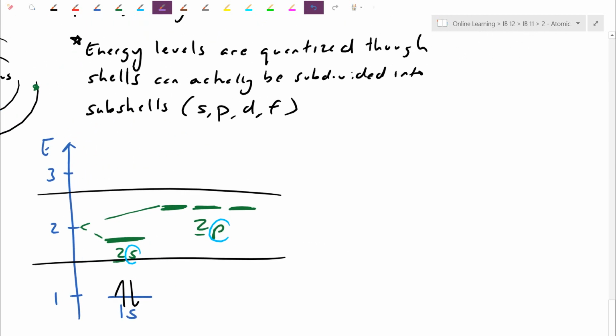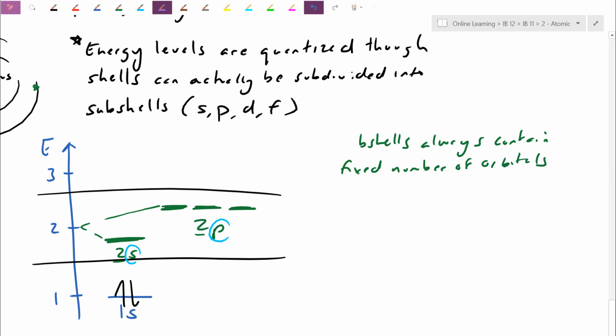In fact, this is getting into a little bit of quantum theory here. It gets a little bit more strange as well. Every time we have these sublevels, the S, P, D, and F, these sublevels always contain a fixed number of orbitals. So next point here, subshells always contain a fixed number of orbitals.